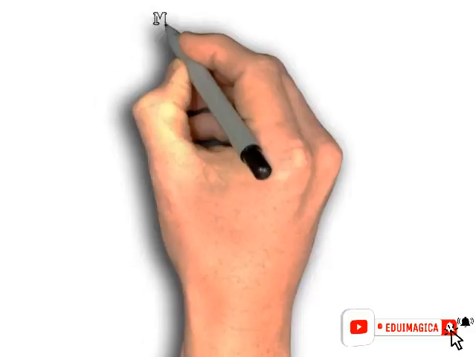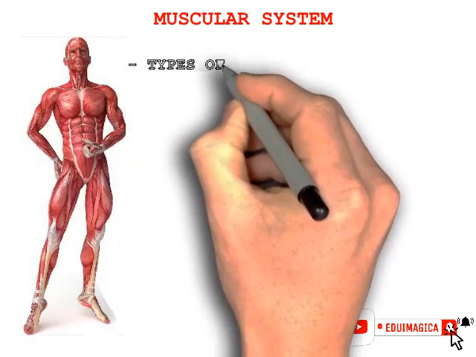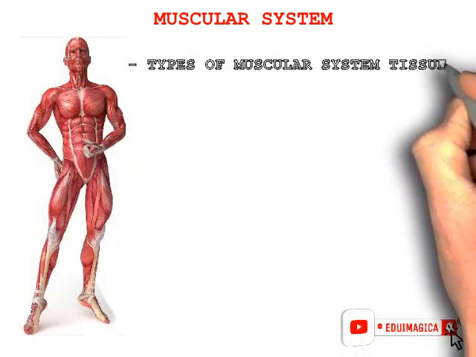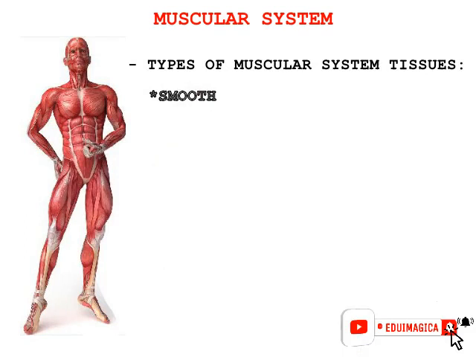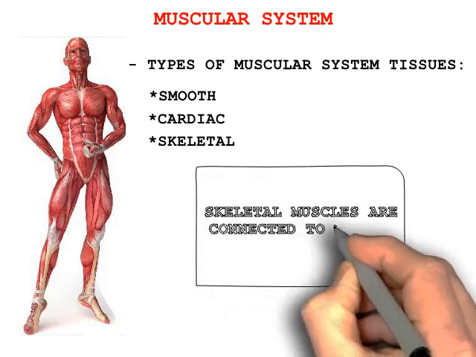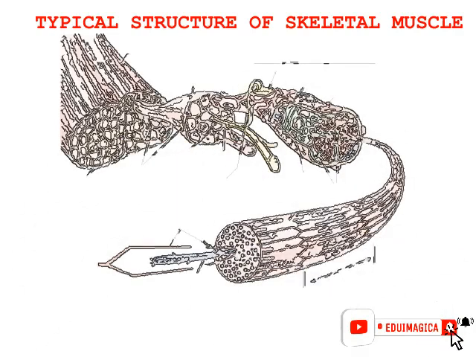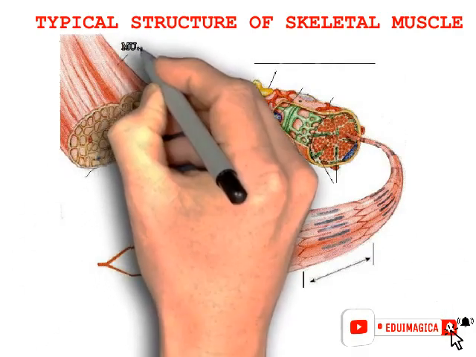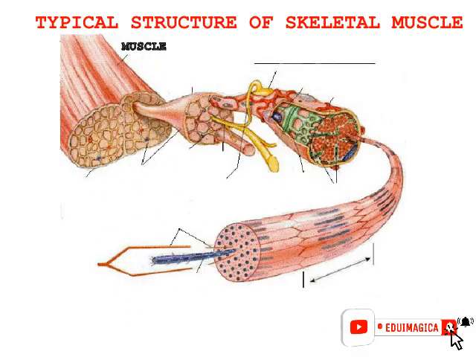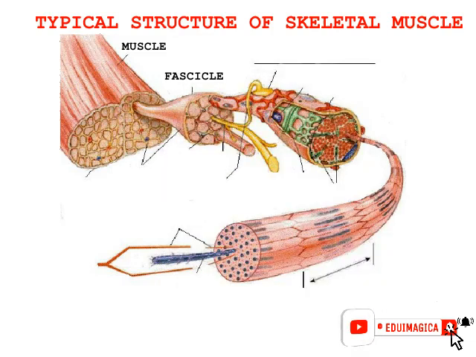Now let's talk about the muscular system. The muscular system consists of three types of muscle tissue: smooth, cardiac and skeletal. Skeletal muscles are connected to bone via tendons. Now let's talk about the typical structure of skeletal muscles. The muscle is composed of a number of fasciculi, and each fascicle consists of a number of muscle fibers.